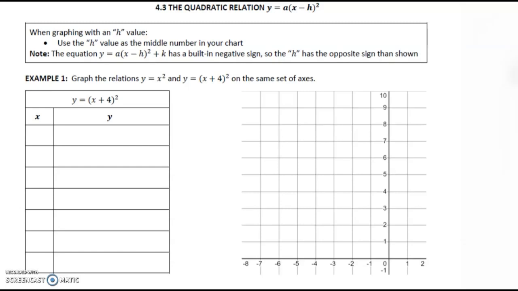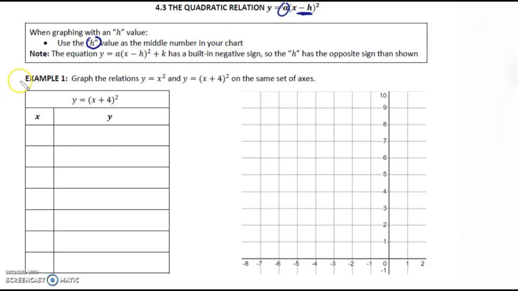4.3, the quadratic relation, y equals a(x minus h) squared. We already talked about the a value here, and now we're going to focus on what this h means if the h is inside the brackets with the x, and then squared. When graphing an h value, this is a little bit different. You have to have an eye for detail. We use the h value as the middle number in our chart.